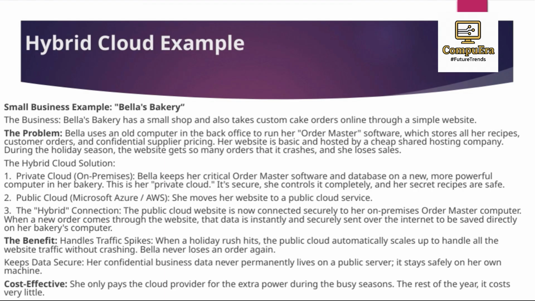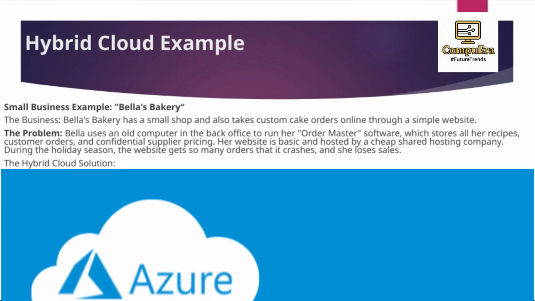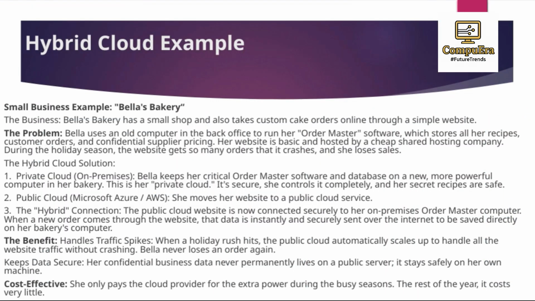Second, she moves her website to a public cloud service, like Microsoft Azure or AWS. This way, her website benefits from the cloud's scalability. And third, she connects the public cloud website securely to her on-premises system. So, when a new order comes through the website, that data is instantly sent over the internet and saved directly on her bakery's computer.